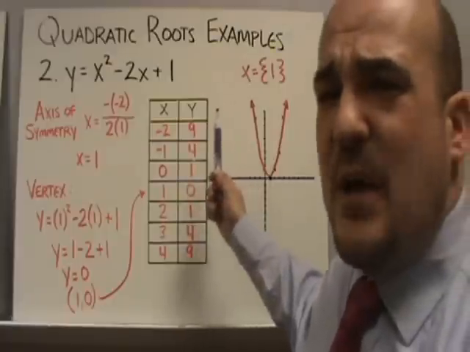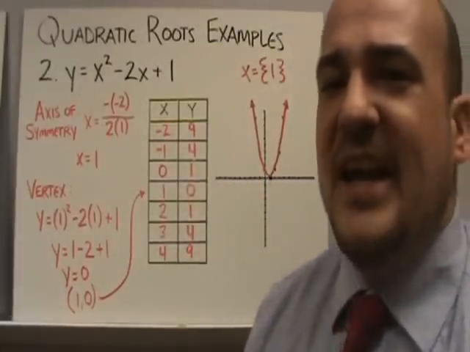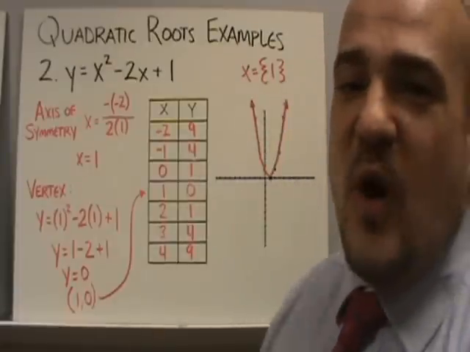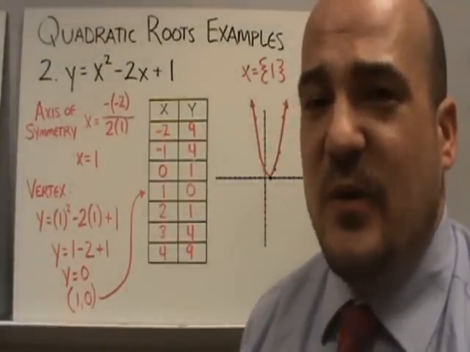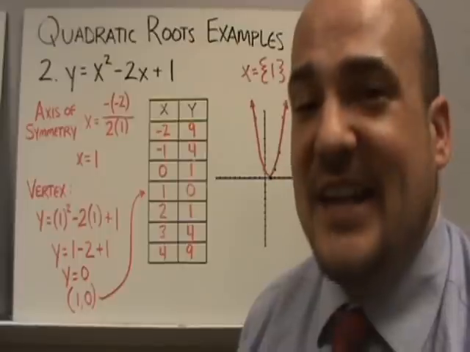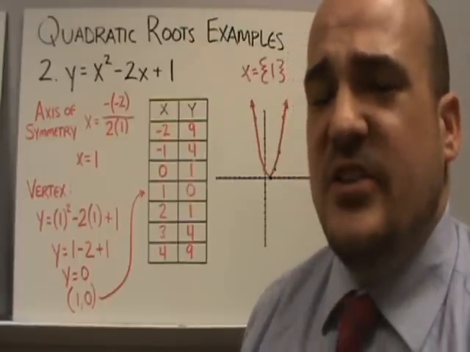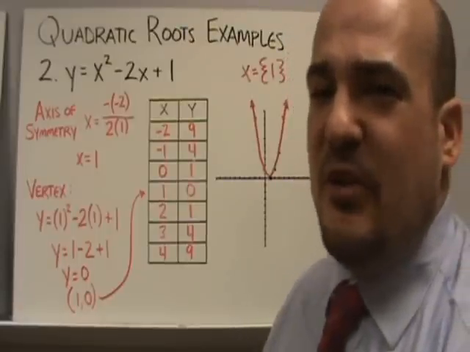So if I were to write the solution to this one, I would write x equals, and then that bracket 1. Okay, and that means that when x equals 1, then my y value is 0. That's where my parabola crosses the x-axis. All right, so there's example number 2. Let's take a look at example number 3 in your notes.